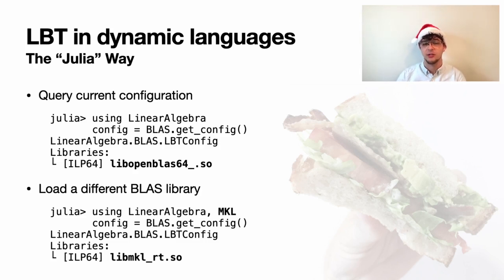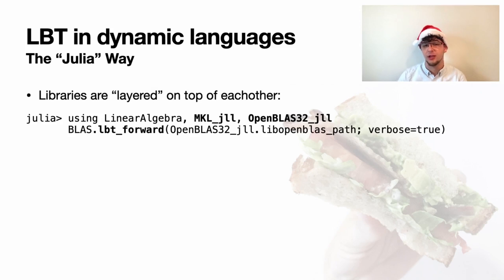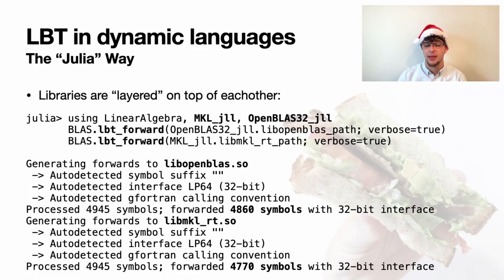To illustrate that, we're going to use MKL_jll and OpenBLAS32_jll. These packages will only give us a library path. They're not going to integrate with libblastrampoline by default at all, so we're going to do it all manually. Here, we're going to manually call lbt_forward on OpenBLAS32, and then we're going to call lbt_forward on MKL.